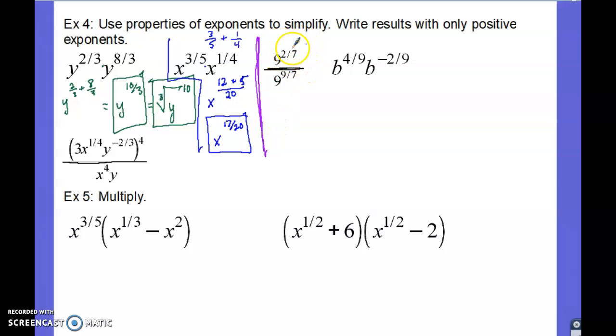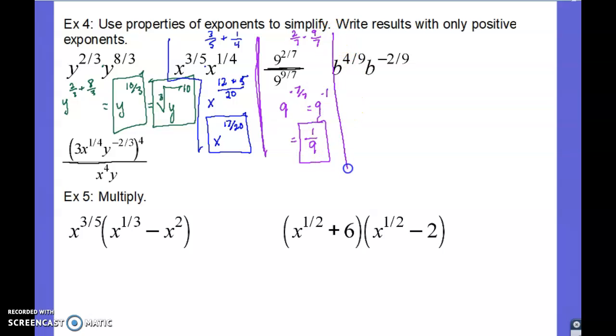This one, remember that you subtract your exponents. So when you're dividing with the same base, you subtract. So 2 minus 9 is negative 7/7, which is the same thing as 9 to the negative 1st power, which is the same thing as 1/9.